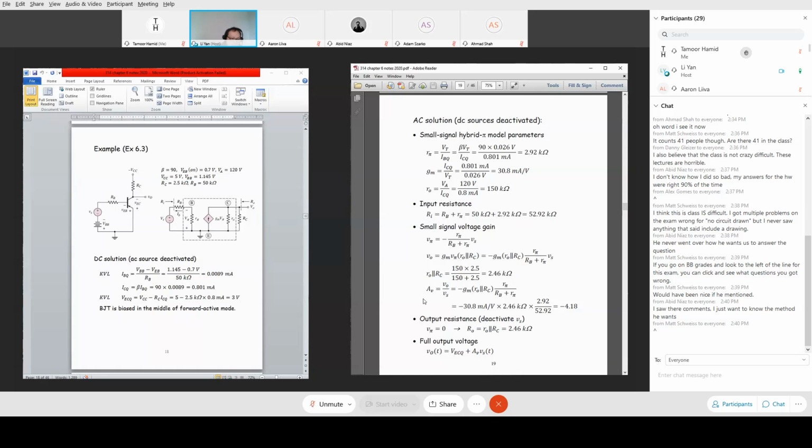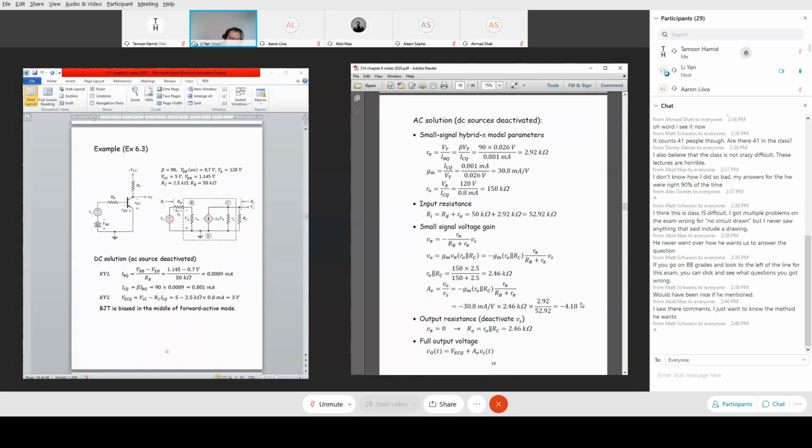Now we're ready to figure out the small signal voltage gain. VO equals gm V pi times ro parallel to RC, and V pi is derived from Vs. You substitute this equation for V pi here and you get a last expression, which says from Vs how much VO you get. This ratio defines the small signal voltage gain. You move Vs to the left, and the rest of the expression is the small signal voltage gain. So we calculate the value of gm, and ro parallel RC is 2.46 kilo ohm, times this ratio, 2.92 kilo ohm divided by 52.92 kilo ohm. You end up with a gain magnitude of 4.18, but with a negative sign.